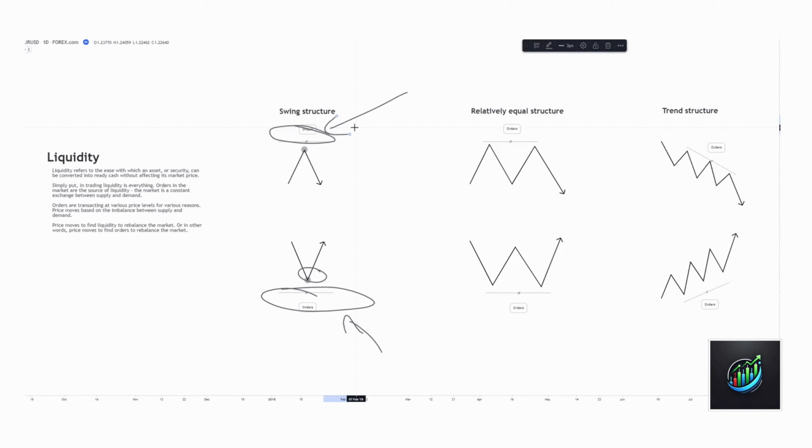Price is moving from one price to another for various reasons, but price moves based on the imbalance between supply and demand. All that is happening on this chart is people are buying and selling. There are orders that exist at all price points. These orders need to change hands. Buyers need sellers, and sellers need buyers. It's this constant battle between the two that's causing price to reprice, targeting different liquidity pools, or groupings of orders at various price levels.